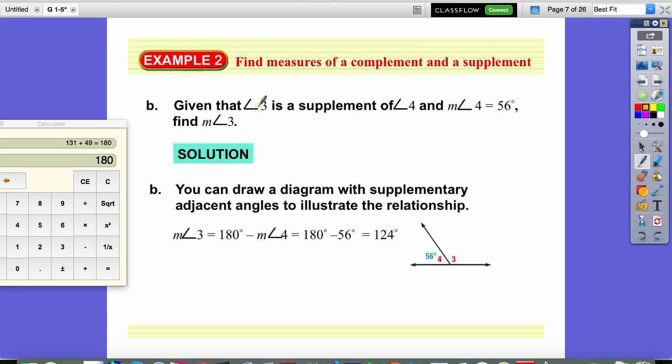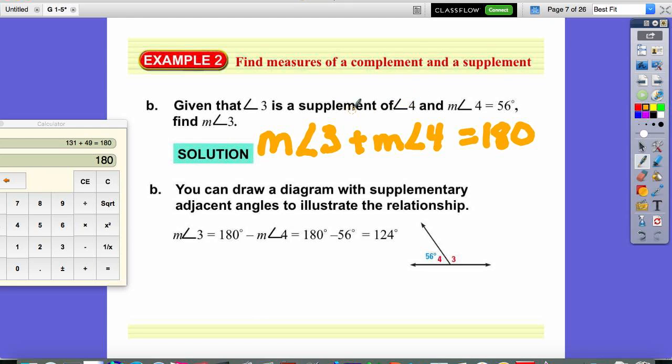Now we're told that angle 3 and 4 are supplements. That means that the measure of angle 3 plus the measure of angle 4 equals 180. We know that because that's the definition of supplements. So we're now going to use substitution to put in 56 for the measure of angle 4. And when we subtract 56 from both sides, we get 124.